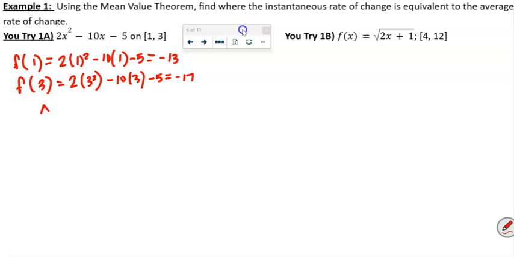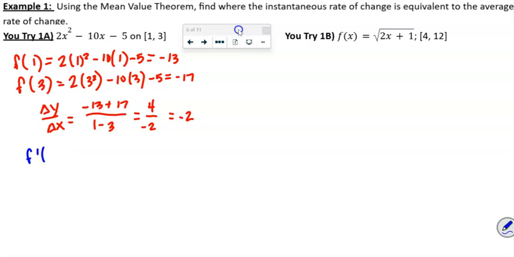So again, we're going to do delta y over delta x. It's going to be negative 13 plus 17, because we're subtracting a negative. And it's going to be 1 minus 3. So that's going to end up being 4 over negative 2. And so this is going to be equal to negative 2. Okay, that's our slope.